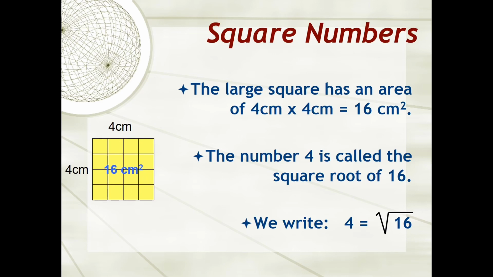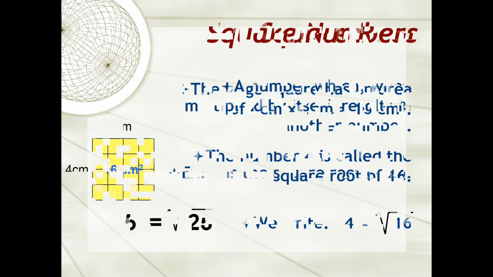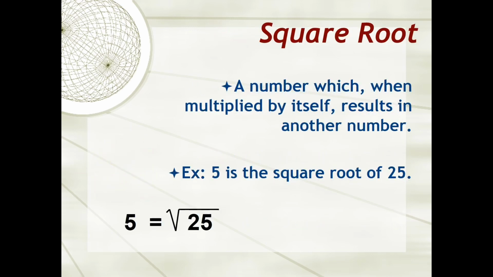So the square on the left side is 16 square centimeters, or 16 centimeters squared, because each of the roots is 4. We write this as 4 is the square root of 16, using the square root symbol. If you look at the bottom of the screen right now, you'll see the square root symbol is outside of the 25. Some of you might be familiar with this term from earlier lessons.